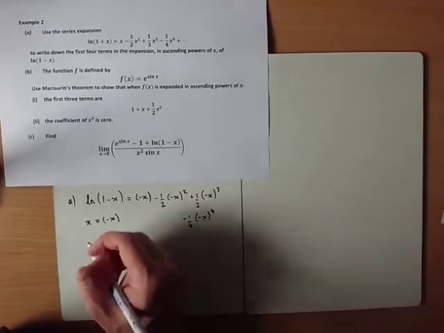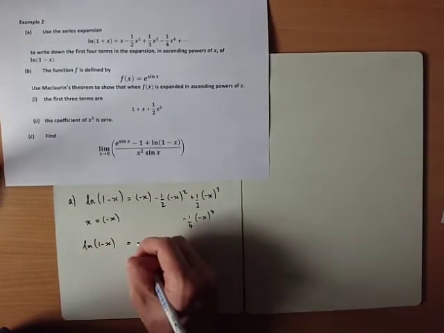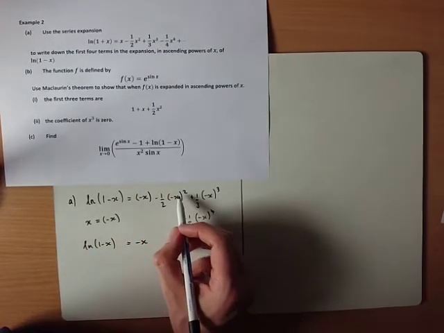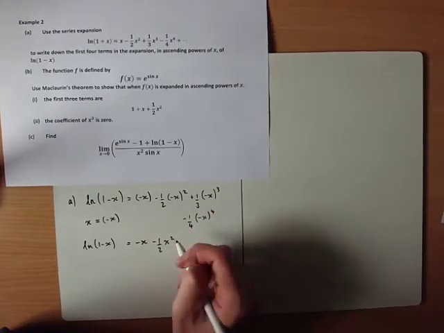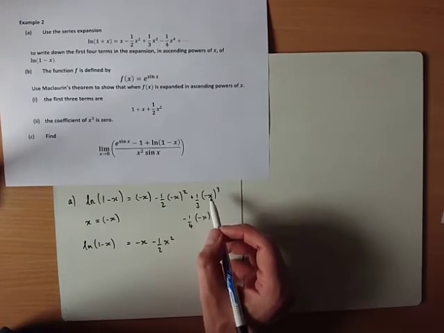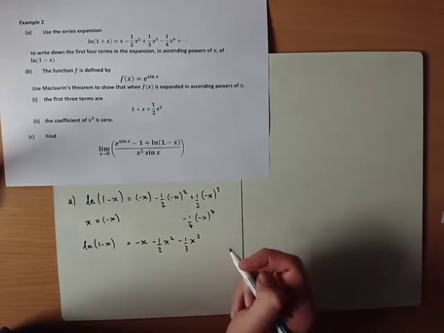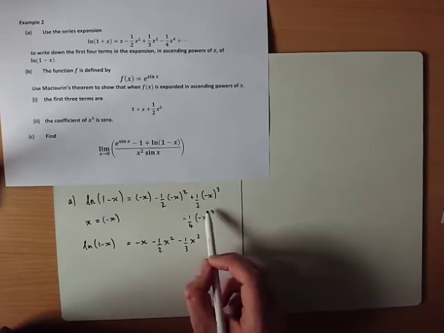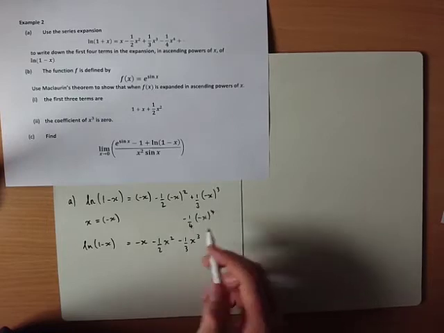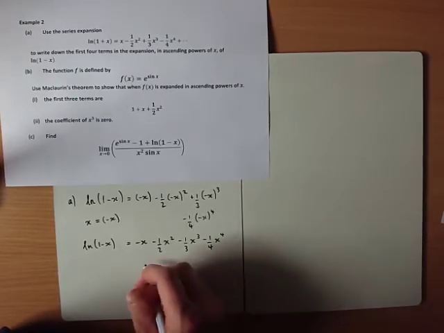Okay, so ln of 1 minus x would be minus x. Minus squared is positive, but then we're multiplying by a negative, so minus a half, x squared. Negative cubed is negative, so minus a third, x cubed. Minus to the power 4 is positive, but then you subtract it, so minus a quarter x to the 4.